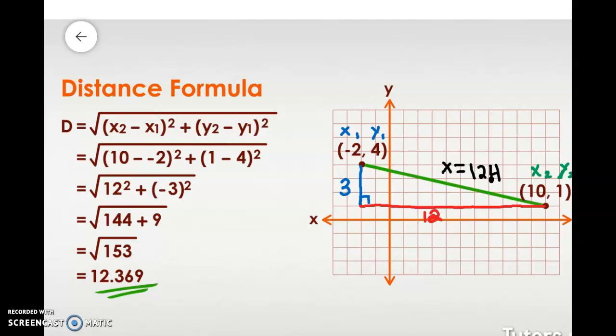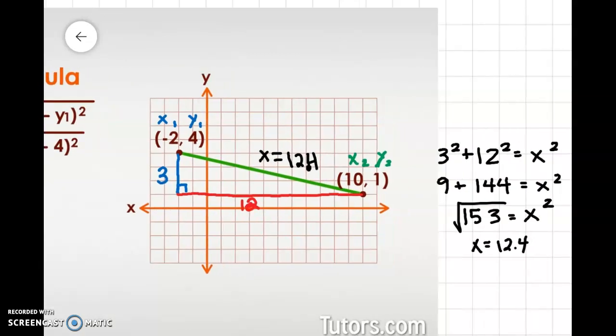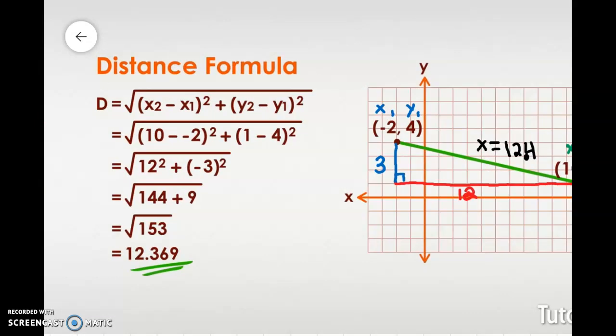So if I look at this, I would have x2 minus x1, so 10 minus negative 2, and then y2 minus y1, which is 1 minus 4. When you plug in these numbers, this is how you would get the same answer we found before using our Pythagorean theorem. All right. So here is the Pythagorean theorem, and that's the distance formula.